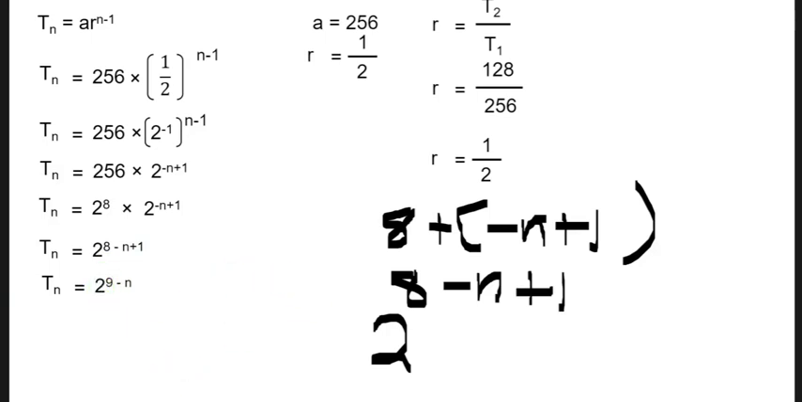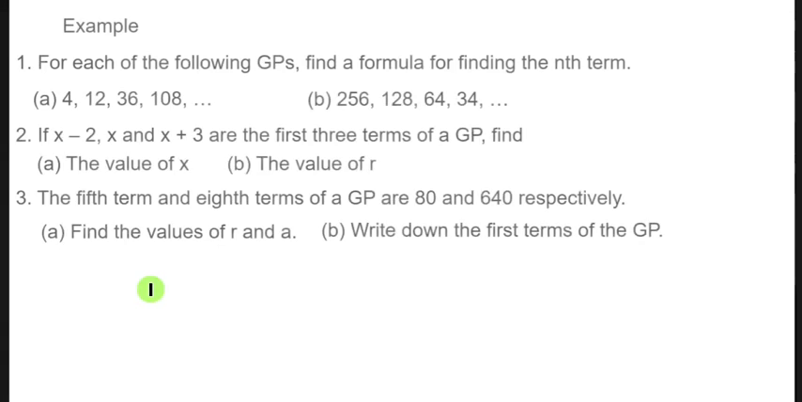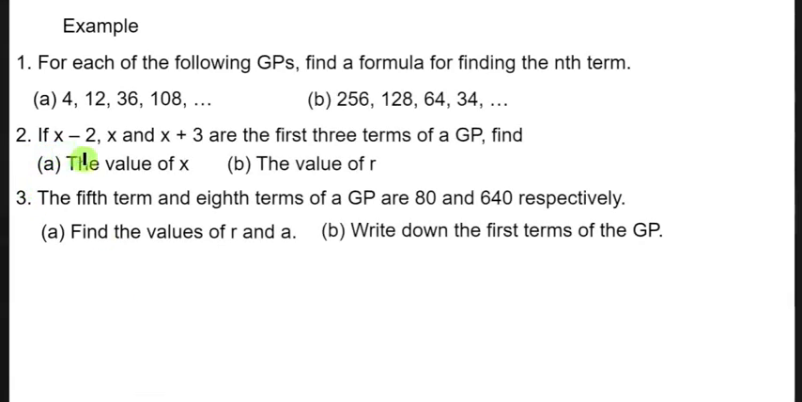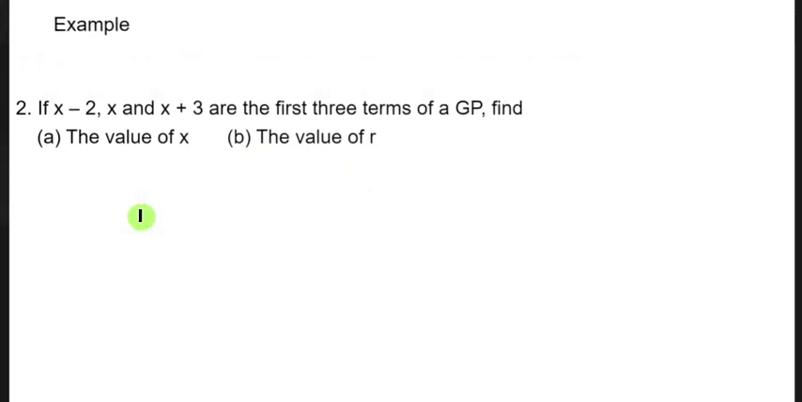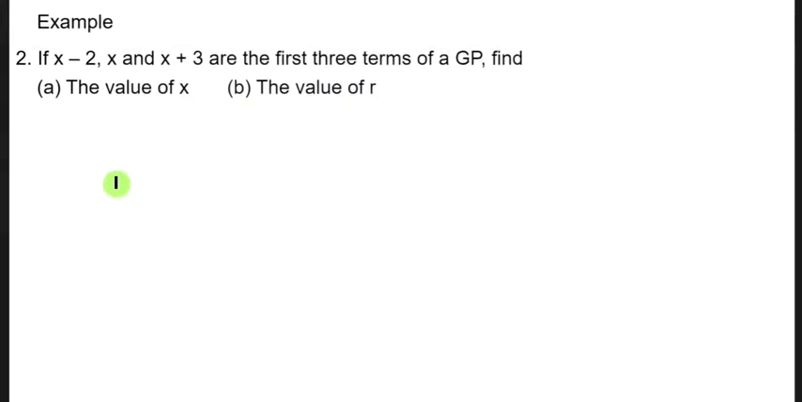All right, so let's go back and look at another question, question number 2. Question number 2 says: if x minus 2, x and x plus 3 are the first 3 terms of a GP, find A, the value of x, and B, the value of r. So what I'm going to do is to push this one up here and say solutions.